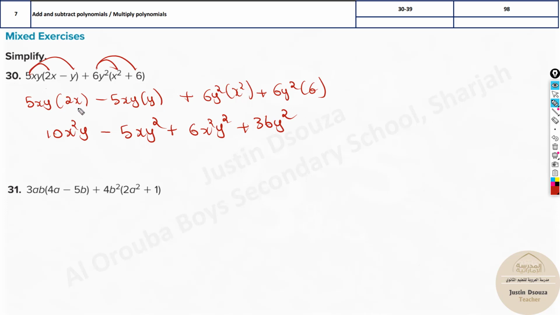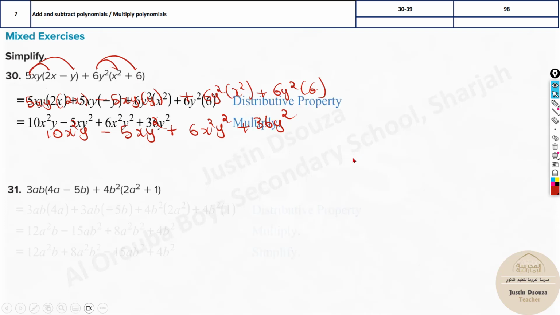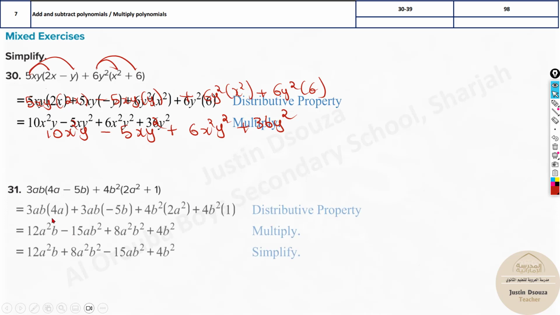That's it. Now let's see whether there are any same variables over here. No, all are different variables. So this is it. This cannot be simplified further. Yeah. Let's just check the answer. It should be, yeah, that's it. 10x squared y minus 5, whatever we got, the same answer. Same way, please do it over here. You can see the steps, very easy.